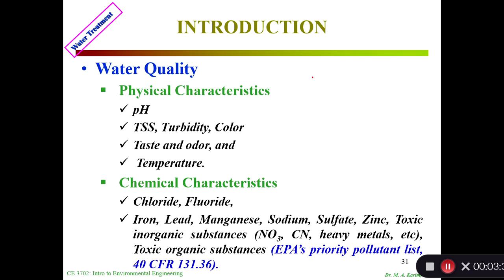Chemical characteristics: any chemical that we may not be able to see, but only under testing procedure we should be able to know it. So that's called the chemical characteristics, right? Chloride, fluoride, iron, lead, all of those are chemical characteristics. EPA's priority pollutant list, 40 CFR 131.36. That means Title 40 CFR section 131, subsection 36. They are more clearly explained over there.